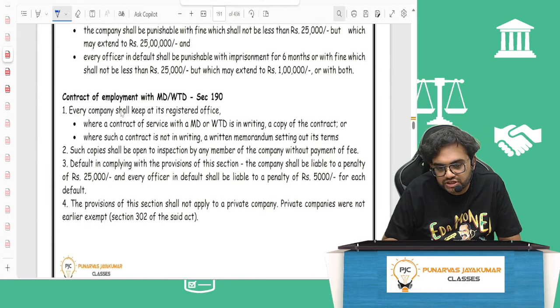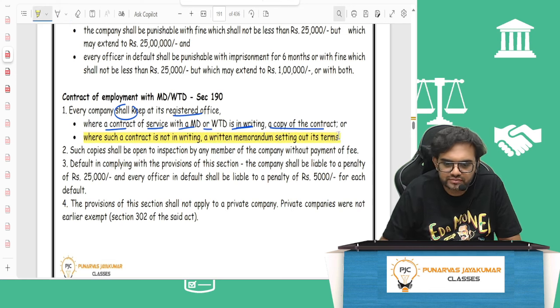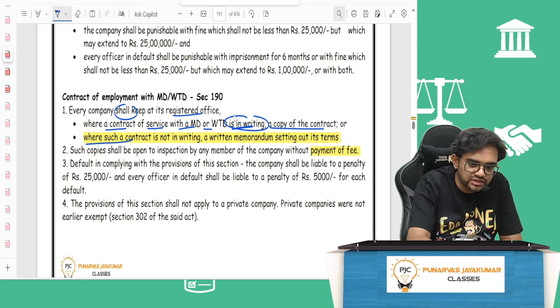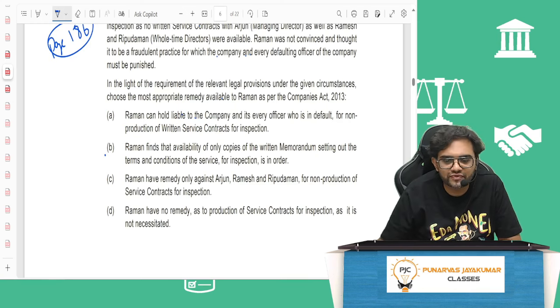Every company shall keep at its registered office the contract of service with the MD, if it's in writing, a copy of the contract. If it is not in writing, a written memorandum. Without any fee, we should give it for inspection. If it is not kept, then it's a problem. But if it is kept, then no issues. Contract need not be in writing. Generally, when you see this, you'll jump and say the contract should be in writing. It's fraud. No.